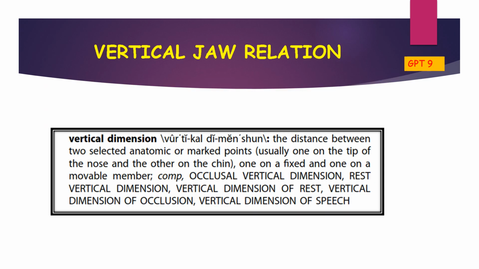Coming to some terms related to the vertical jaw relation. According to GPT-9, the vertical dimension is defined as the distance between two selected anatomic or marked points, usually one on the tip of the nose and the other on the chin, one on a fixed and one on a movable member.